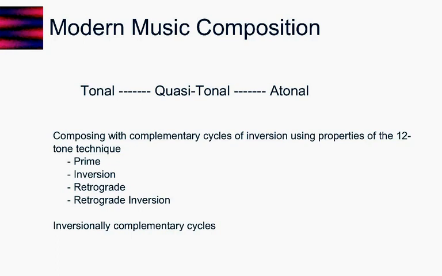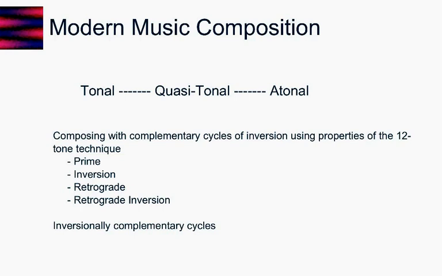Within the 12-tone technique, what you do is create what's called a tone row. And that tone row starts with a reference sequence. That reference sequence is called a prime sequence. Then you perform operations on this prime sequence. You invert it. You can take the retrograde, which is the reverse of the prime, or you can take the retrograde inversion, which is just the reverse of the inversion. So these cycles have a more formal name. They're called inversionally complementary cycles.